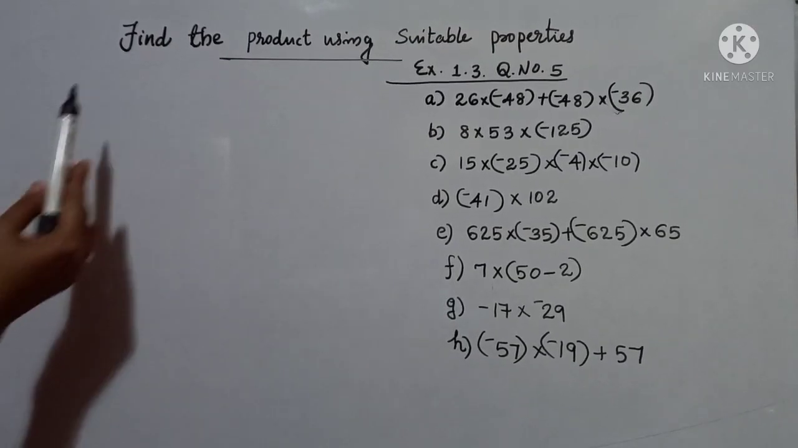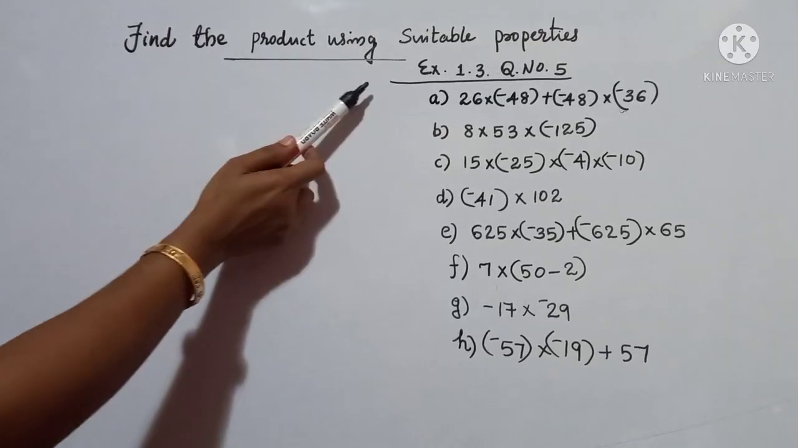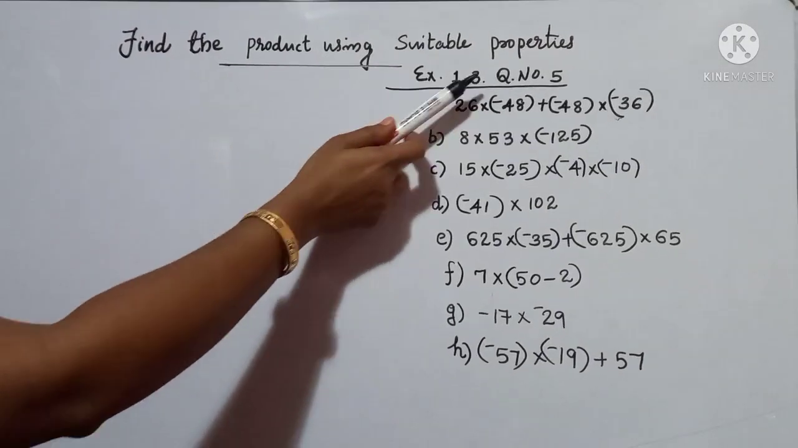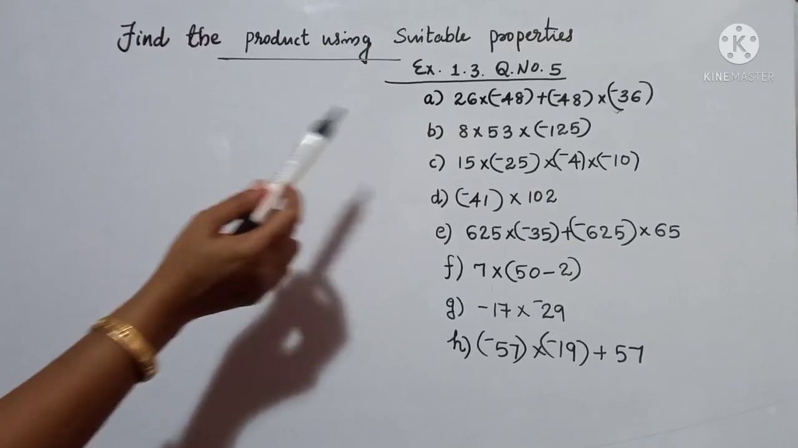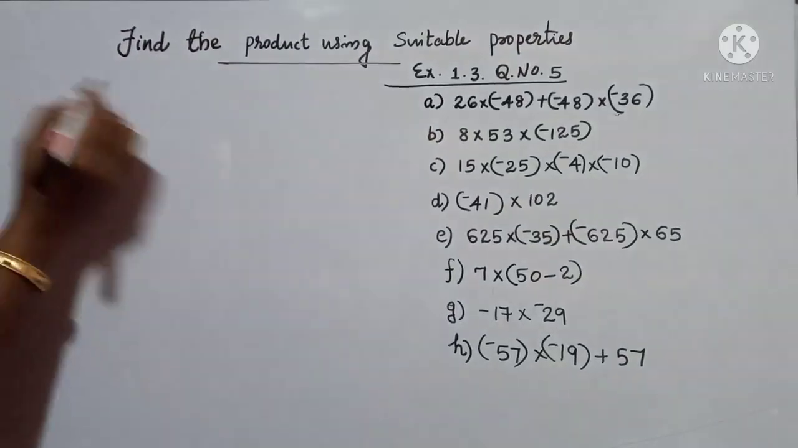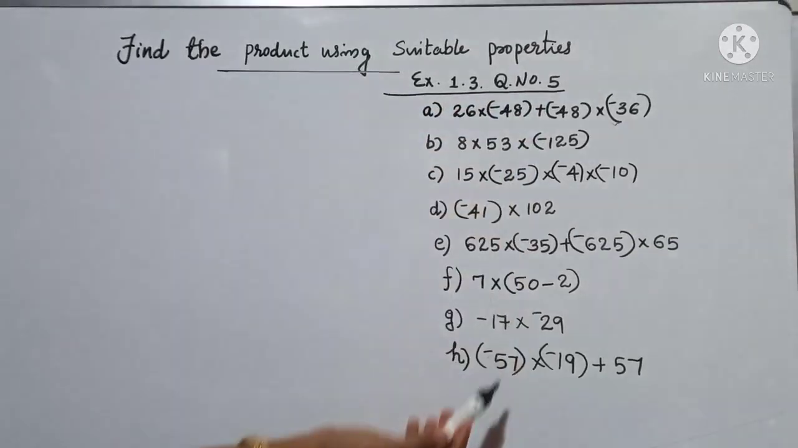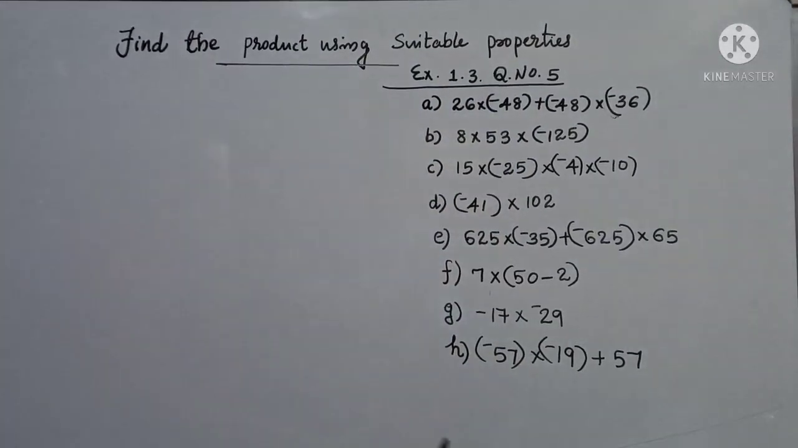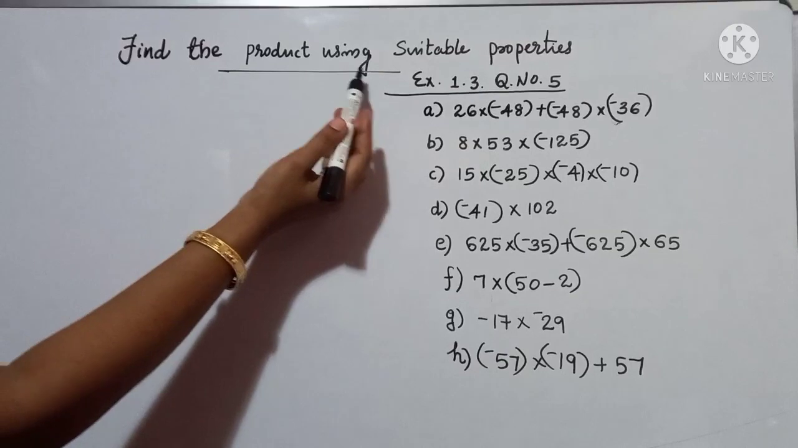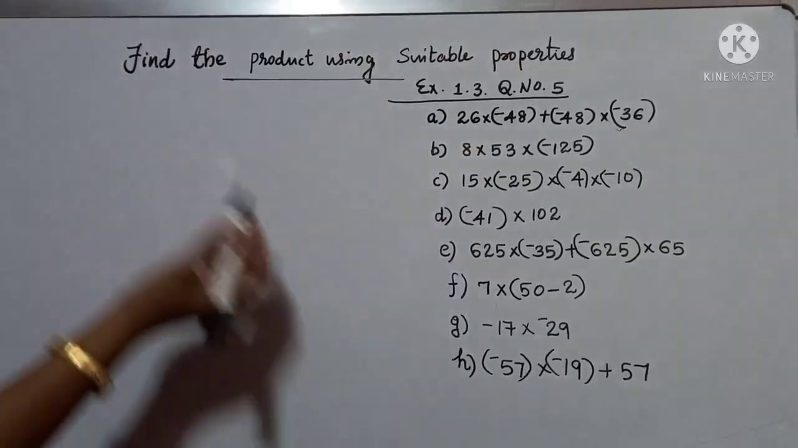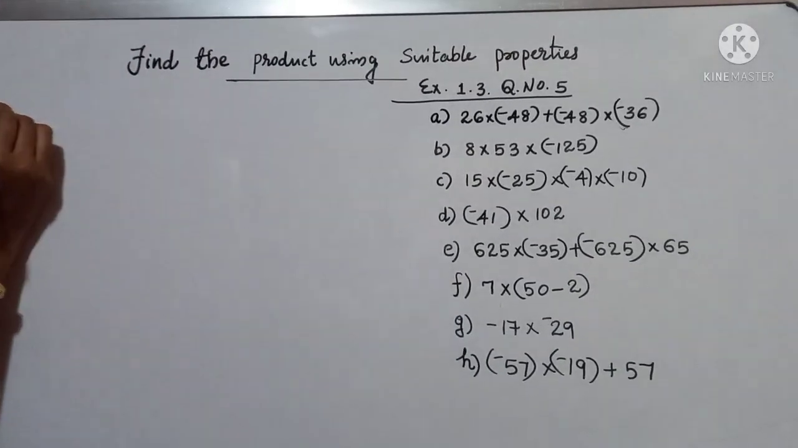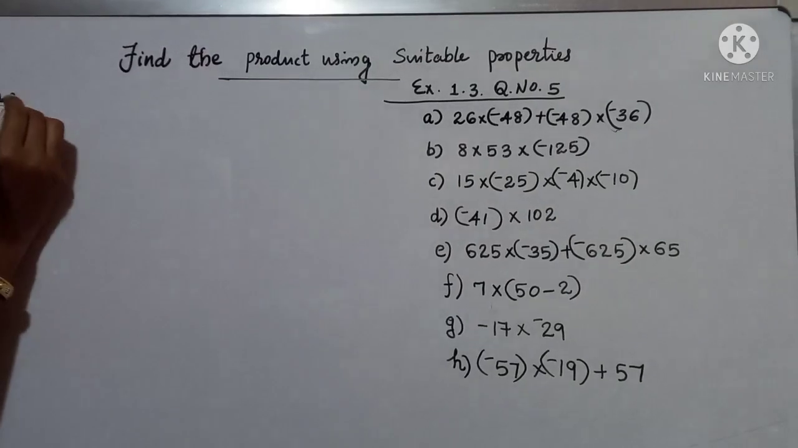Welcome children. In this video we will do some problems from Exercise 1.3, question number 5, Chapter 1, Integers. Here I have listed all the questions of the fifth question, and we will do them one by one. Find the product using suitable properties. We have to apply those properties and solve the problems. I'll do them one by one for you.